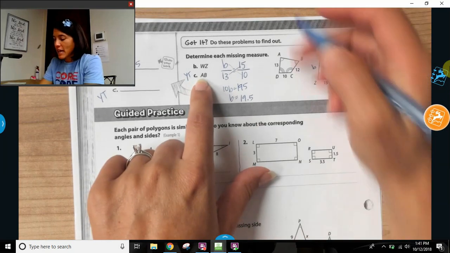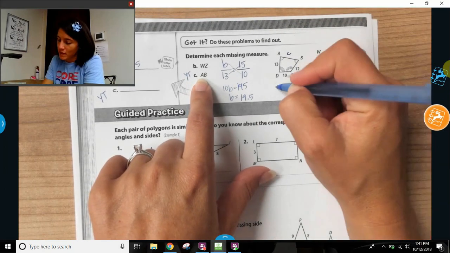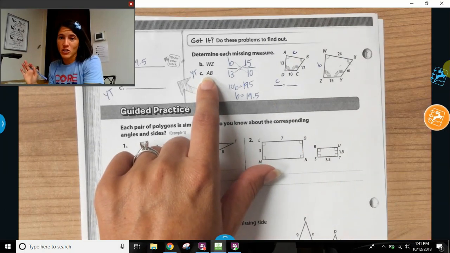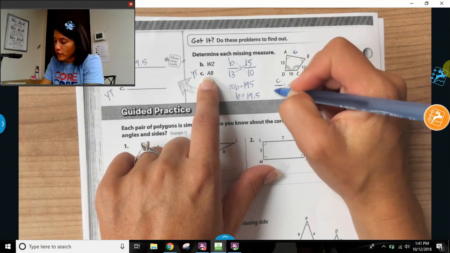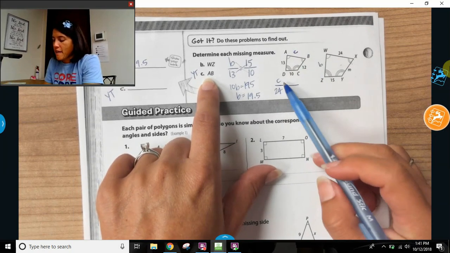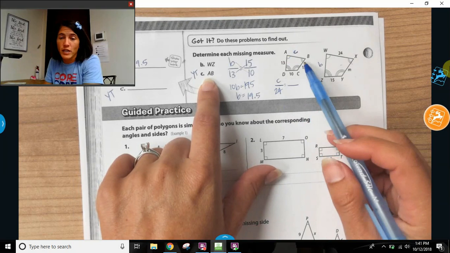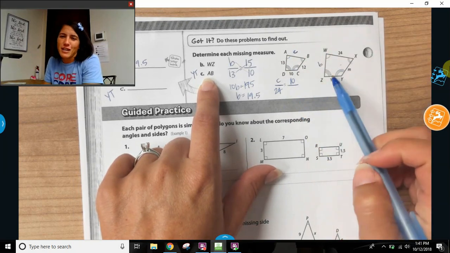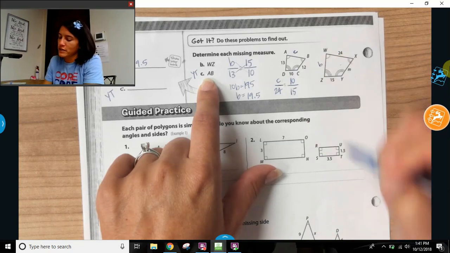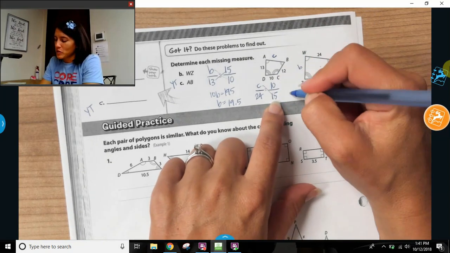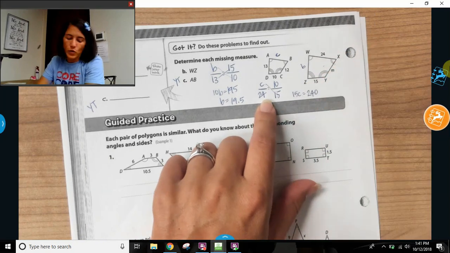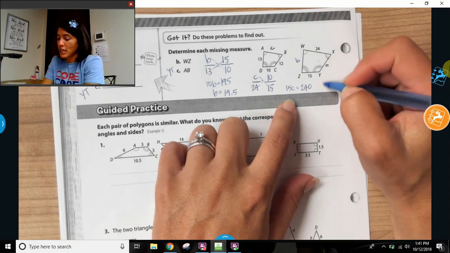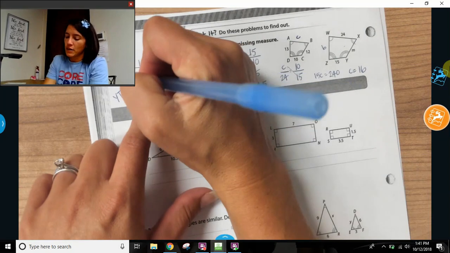All right, so C is AB, so I'm going to call that C. I'm going to set up my proportion. I like to just start with the missing unit. It just gives me a good starting point. And C corresponds to 24. And then C comes from the small shape. So I need another number on the small shape, and I'm going to use 10. The reason I use 10 is because I can just see that 10 and 15 correspond. So we're going to cross multiply. 15C equals 240. Then we would divide both sides by 15, and C equals 16.